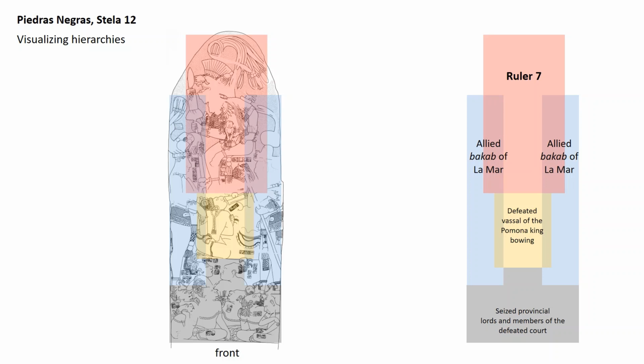And next to him are 2 allied bakab. This is a specific title for a subordinate ruler who is attributed to the king, who helped the king to defeat the neighbor. And you get here in the center the defeated vassal of the Pomonar king bowing. It's not the Pomonar king himself that has been defeated, it's a representative of him that is bowing to the king here. And he still got his ornate here.